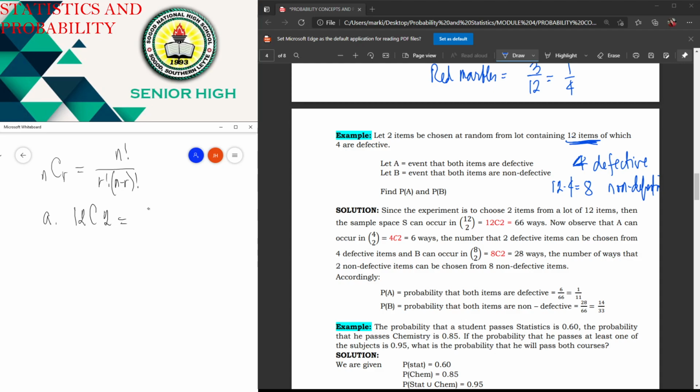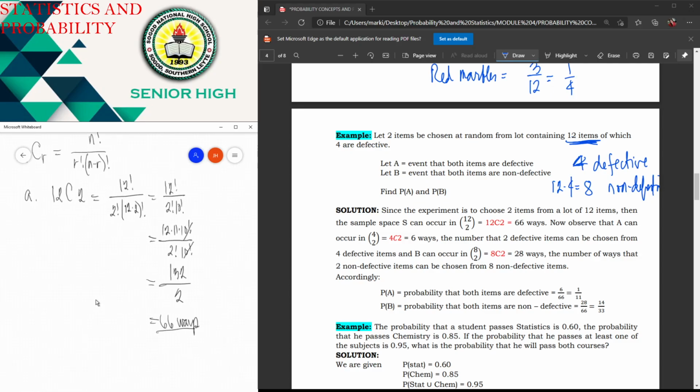So we have 12 factorial over 2 factorial, and then 12 minus 2 factorial. So we have 12 factorial over 2 factorial times 10 factorial. That's equivalent to 12 times 11 times 10 factorial over 2 factorial and 10 factorial. We just simply cancel it out, and then, what is 12 times 11? We have 132 divided by 2. We have 66. That is 66 ways. So we have 66 ways of getting 2 items chosen at random from a lot containing 12 items, with no restriction on whether it is non-defective or defective.